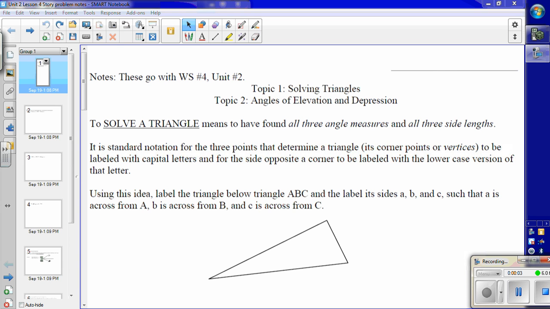Hi, this is video lesson number 4 for Unit 2. Today we're going to be talking about solving triangles as well as finding angles of elevation and depression.